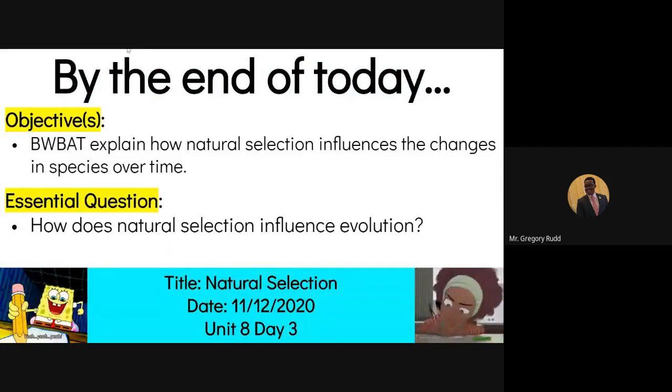Okay. So today's lesson is about natural selection. It is November 12th, 2020, and today is Unit 8, Day 3. By the end of today, you all will be able to explain how natural selection influences the changes in species over time. And our central question: how does natural selection influence evolution?